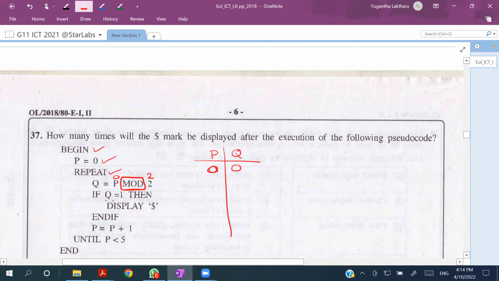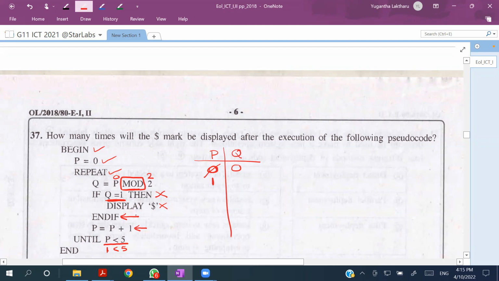Then this is asking whether Q is equal to 1. So no, it's not going to display it. It directly comes to the end if. So P is increased by 1. So P will become 1. Then it checks the condition whether P is less than 5. P is 1, less than 5. So 1 is less than 5, which means it's true.